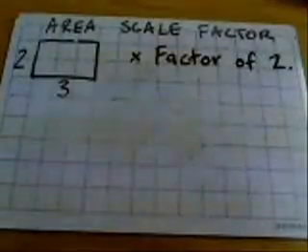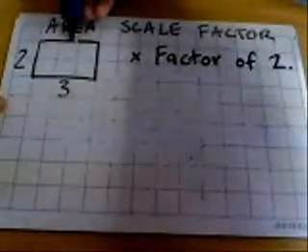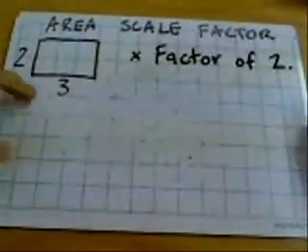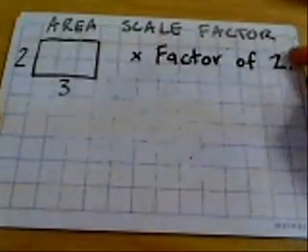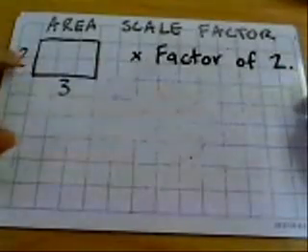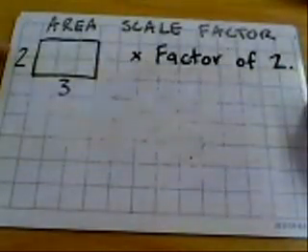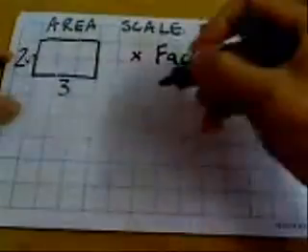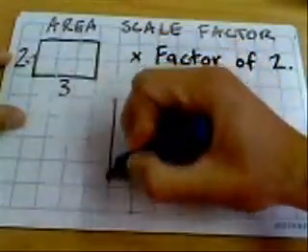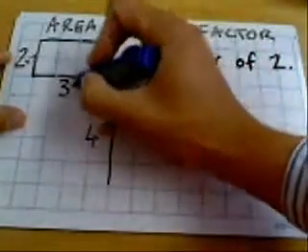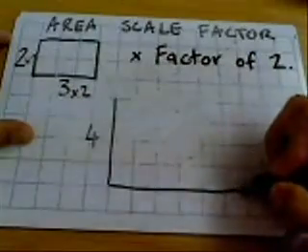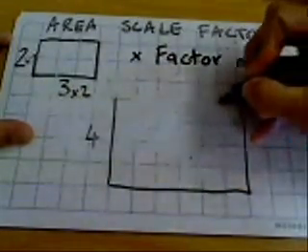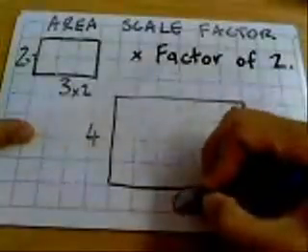Okay, area scale factor. So if we're given a rectangle, in this case a 2 by 3 rectangle, and we want to increase that rectangle by a factor of 2, well, we want to increase each side by a factor of 2. So this side, 2, will be increased by a factor of 2, so we just times it by 2. So we're going to have a side now of 4. This side, 3, will be increased by a factor of 2, so this side will be 6. So we'll have a rectangle now that is 4 by 6.